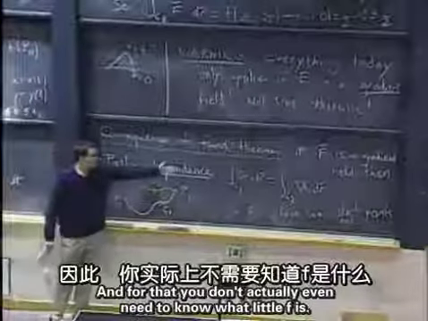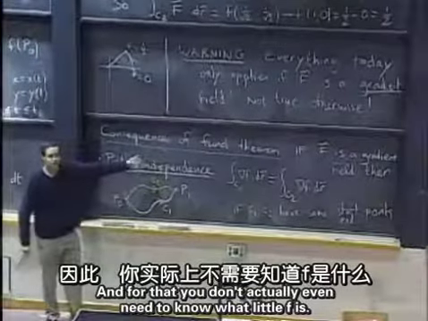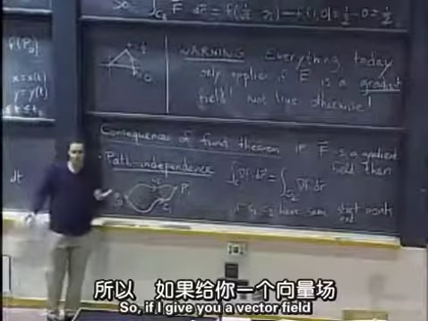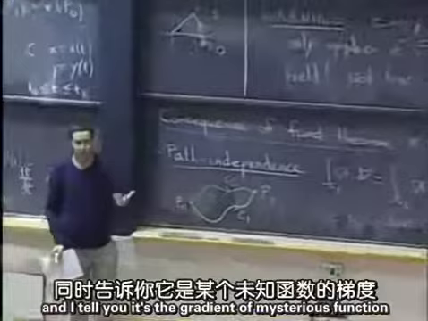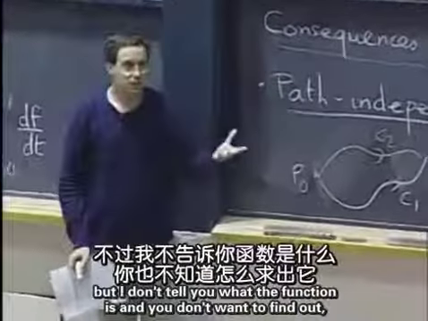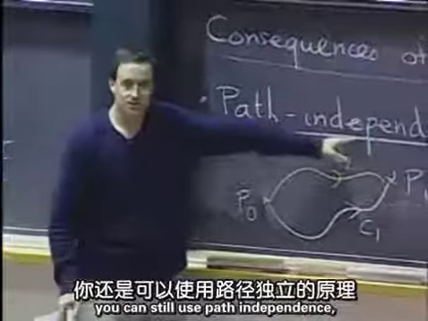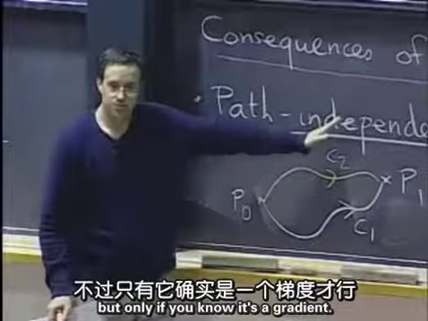Okay. And for that, you don't actually even need to know what little f is. You know in advance that it's going to be the same. So if I give you a vector field and I tell you it's the gradient of a mysterious function, but I don't tell you what the function is and you don't want to find out, you can still use path independence, but only if you know that it's a gradient.